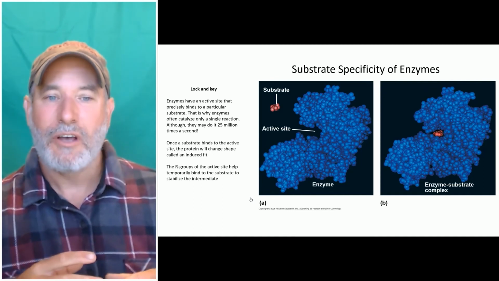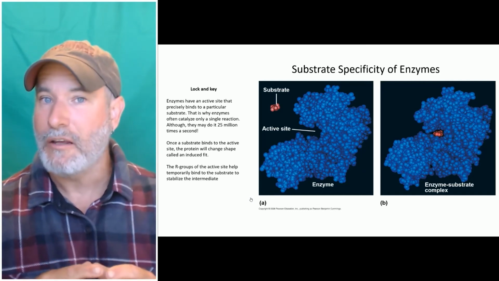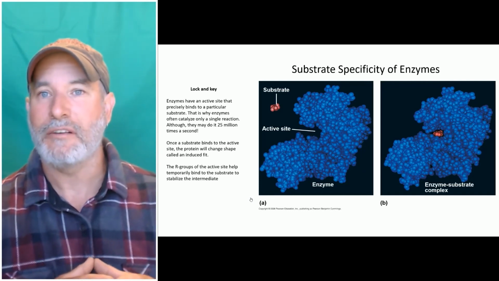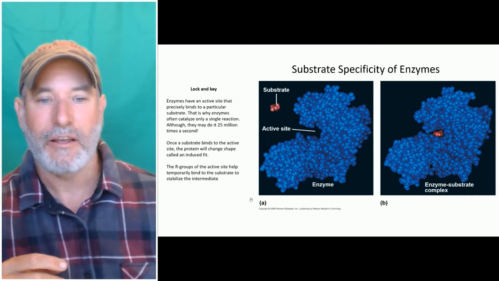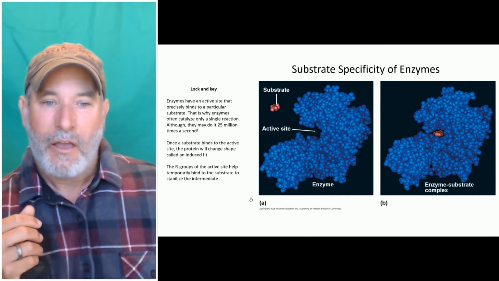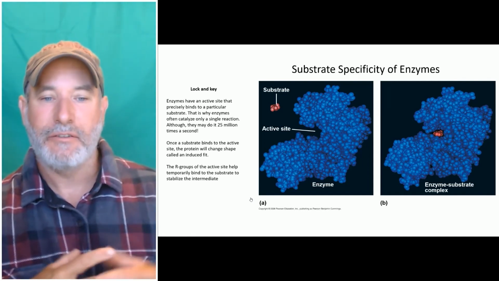Okay, so a substrate is going to bind to an active site, and it's usually going to bind to it weakly with things like hydrogen bonding, so the substrate can come in and out very, very quickly. And once the substrate binds to the active site, we call that an induced fit.